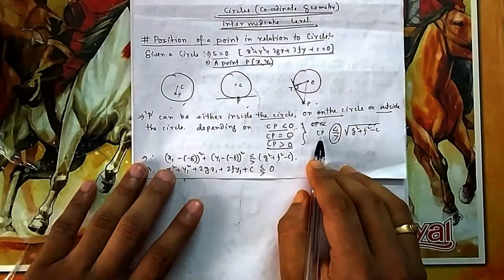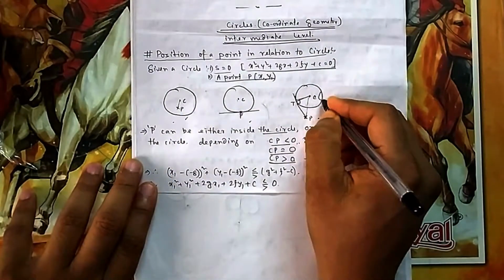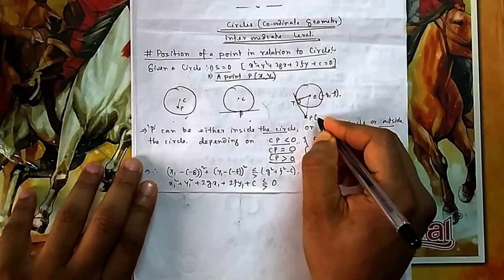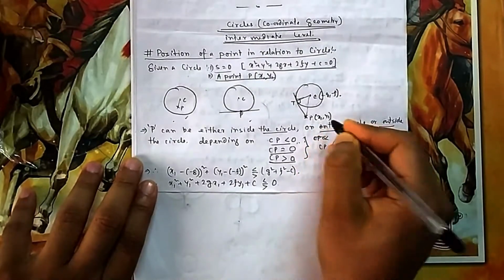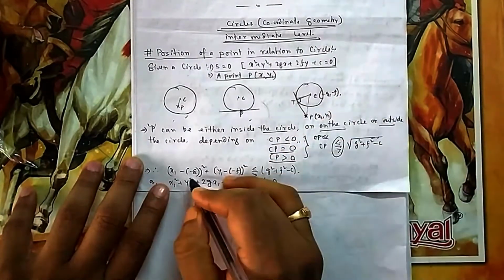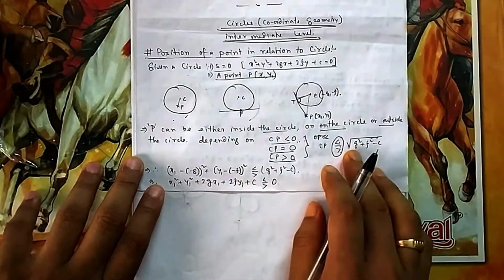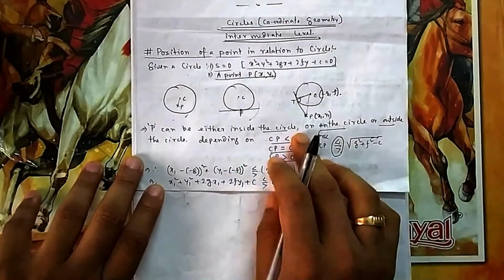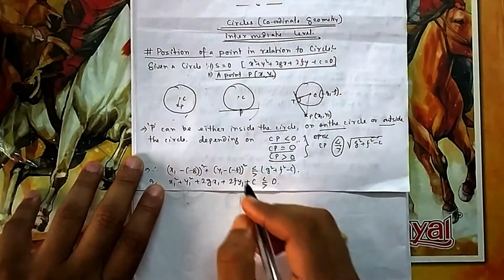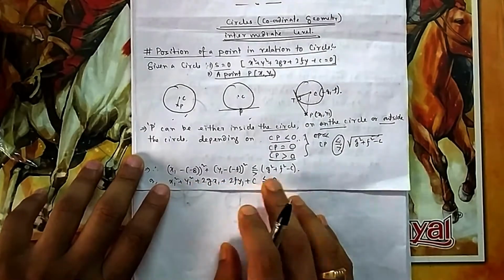So let us calculate what CP is. C means the center, which is at (-g, -f). And P is (x1, y1). So what is the difference between these two by the distance formula? It is (x1 minus (-g)) and (y1 minus (-f)), whole squared. Taking the square on both sides, CP square, the root will be gone because there is a root on the other side too. So both the roots are gone. Then we open it in this fashion.